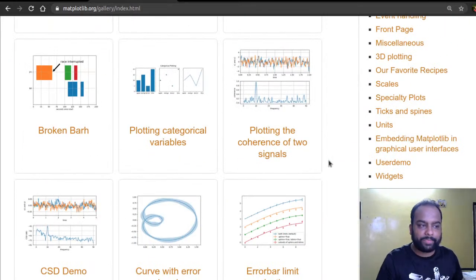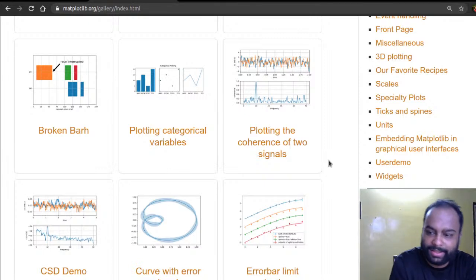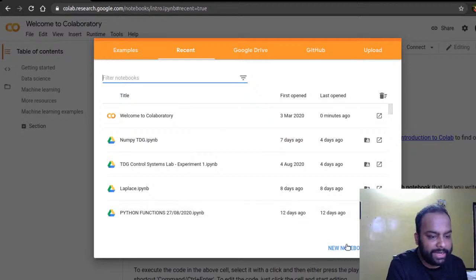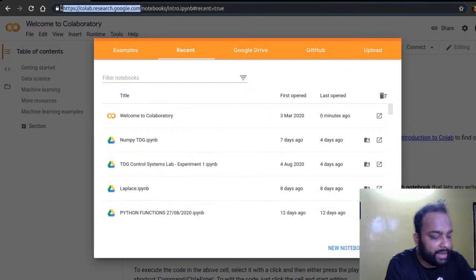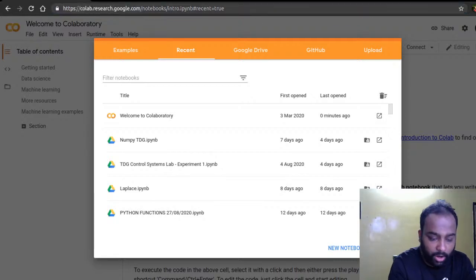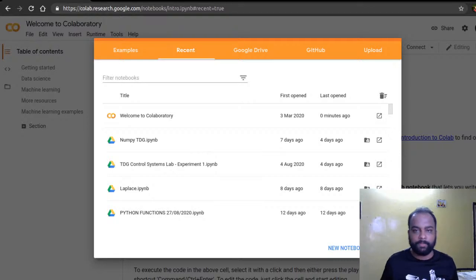Anyway, so now the history is over. Let's jump into actual programming, right? Let's create a new notebook. Again, I am opening colab.research.google.com. Again, I would strongly suggest you actually follow along by typing your code.